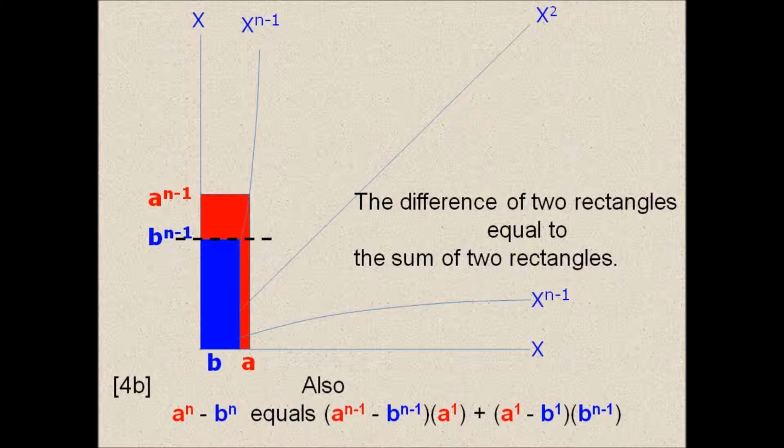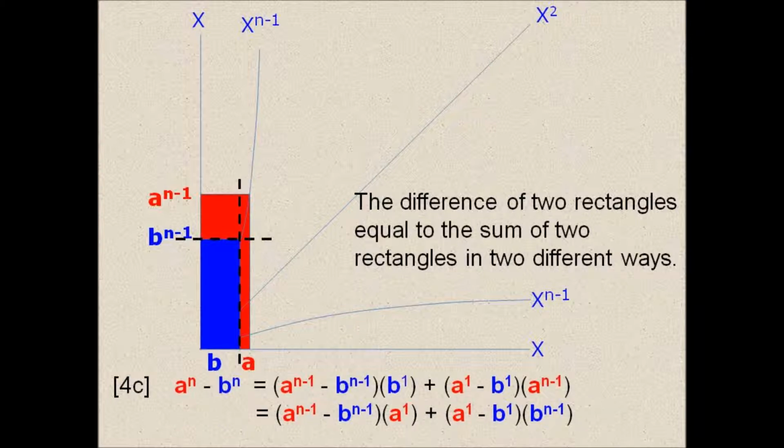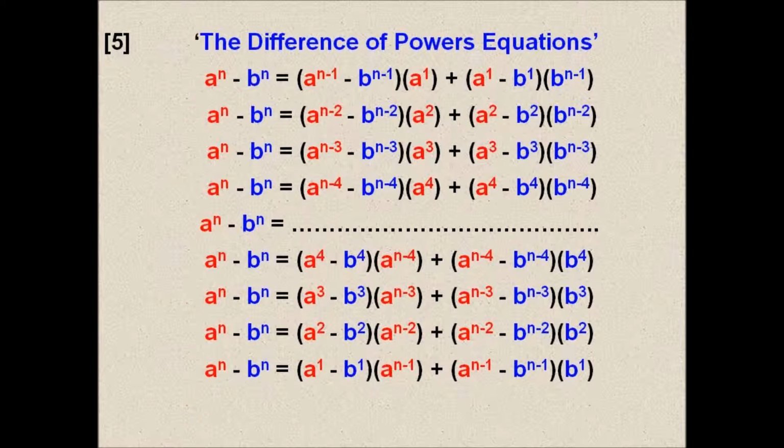Also, a to the n minus b to the n equals a to the n minus 1 minus b to the n minus 1, all multiplied by a to the power 1, plus a to the 1 minus b to the 1, all multiplied by b to the n minus 1. The difference of two rectangles equal to the sum of two rectangles. So we have, in total, the difference of two rectangles equal to the sum of two rectangles in two different ways. Well, no, actually what we do have is the difference of two rectangles equal to the sum of two rectangles in n minus 1 ways, as the table there shows.